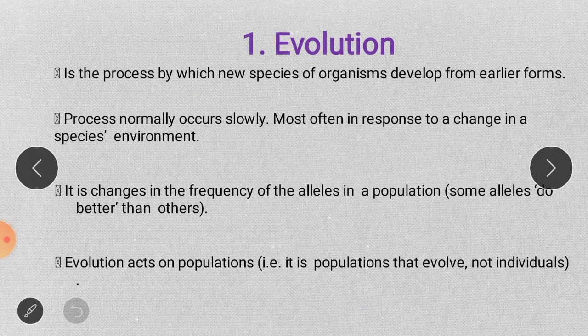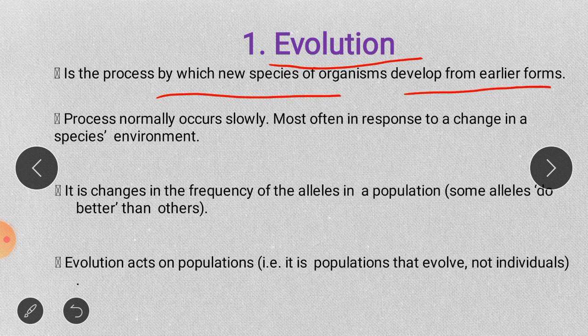The first factor which makes a change in allelic frequency is evolution. Evolution is the process by which new species of organisms develop from earlier forms. With the passage of time, certain changes take place in an existing population and new species evolve. That process of formation of new species is called evolution.